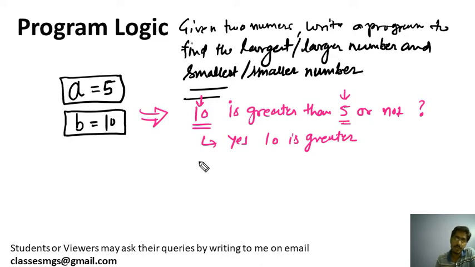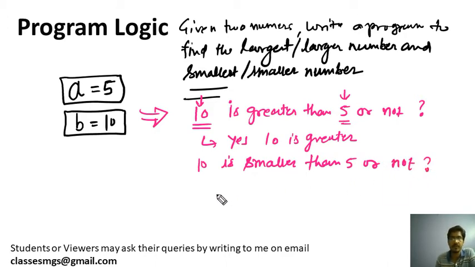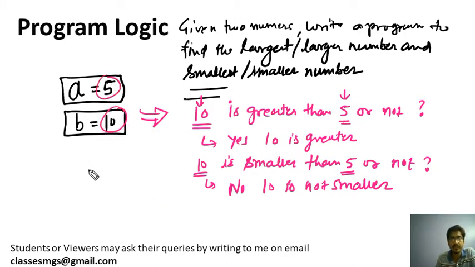Or similarly, if I ask you whether 10 is smaller than 5 or not, if you ask this question to your mind, what will be the answer? You know that 10 is not smaller than 5, so you will say no, 10 is not smaller. Or if I ask you which is the smaller among 5 or 10, then you will say 5 is smaller. And if I ask which is the larger among 5 or 10, you will say 10 is the larger.